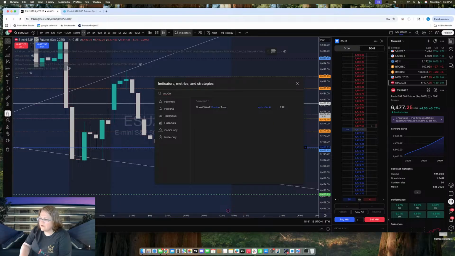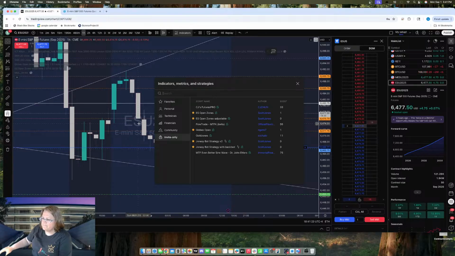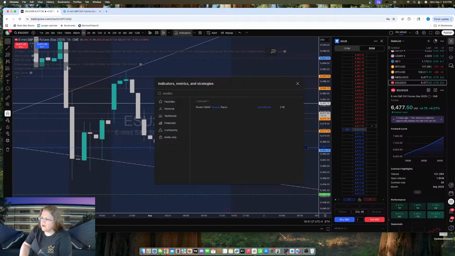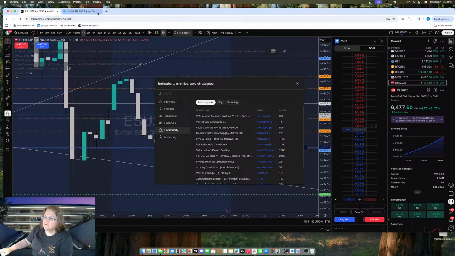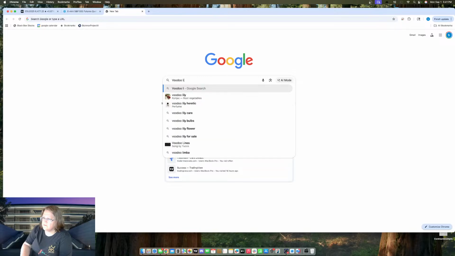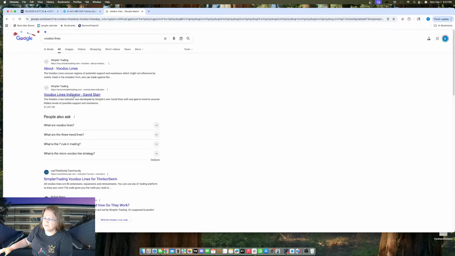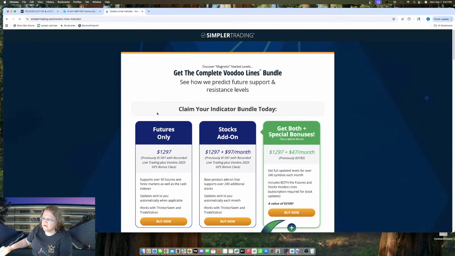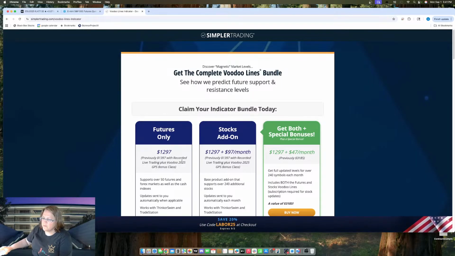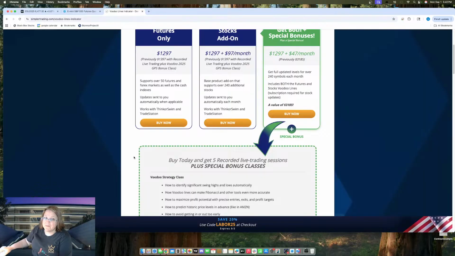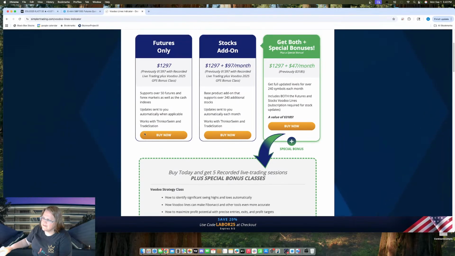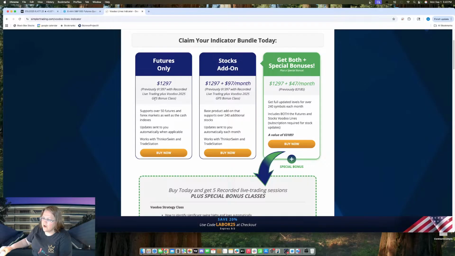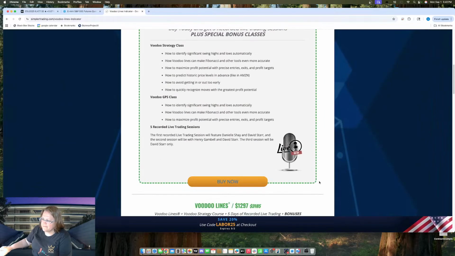I doubt voodoo lines are on here at all. I remember the voodoo lines. They were just so expensive. Let's see if fire lines are on here. Nope. Yeah, this is Simpler Trading, where you could get the voodoo lines. I mean, guys, really, like 1,300 bucks. My indicator is going to cost you 50 bucks a month. This is just insane. Futures only is $1,200, and you can only get it for Thinkorswim or TradeStation. That's a lot. I'm sorry.